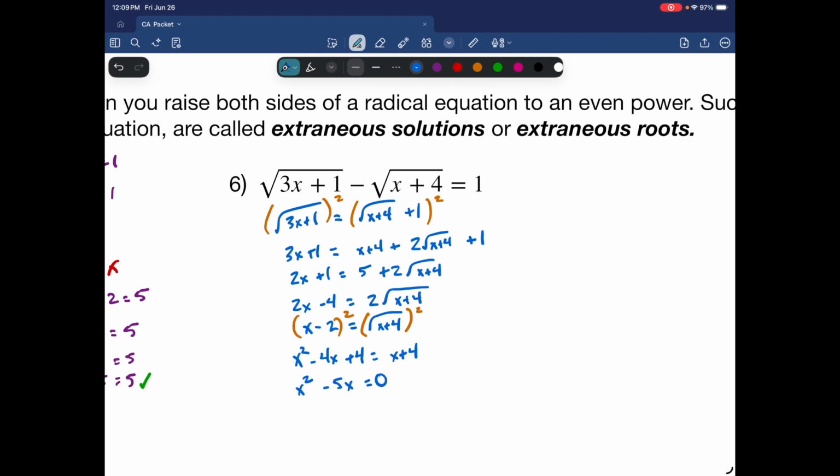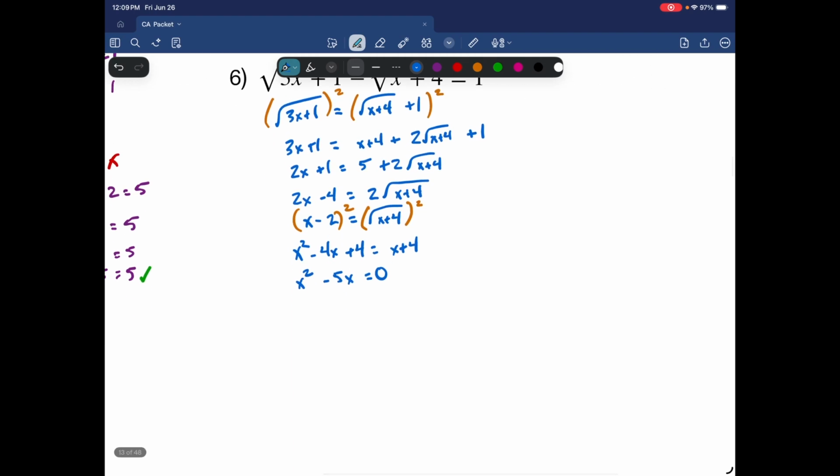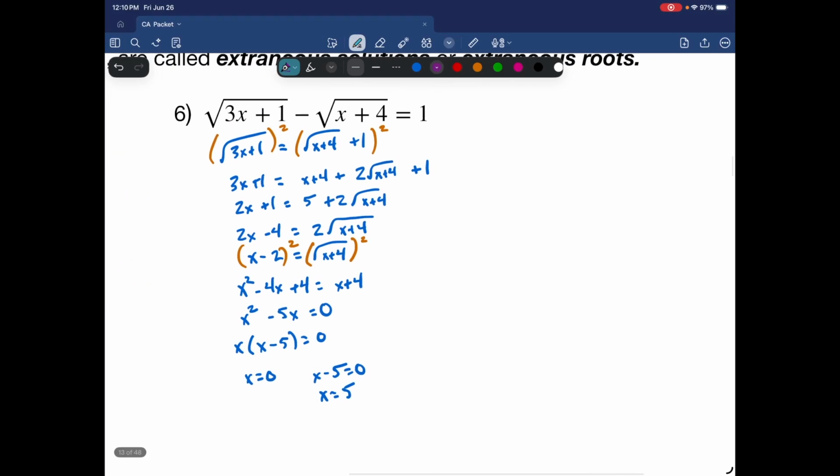So because I only have the 2 terms, I look at both. There's an x I can take out, so I got x and x minus 5. I still set both equal to 0, but the first one is just going to be really simple. It's x equals 0, and then x minus 5 equals 0. And so you got x equals 5. Well, once again, I got to plug these into my original and see which one or both work.